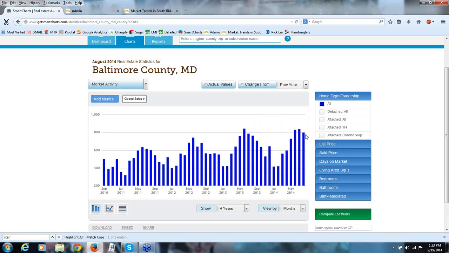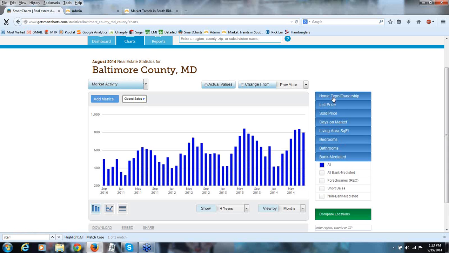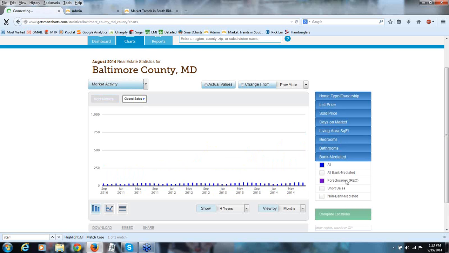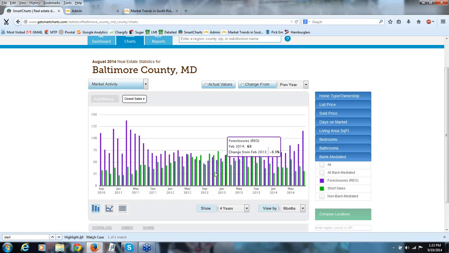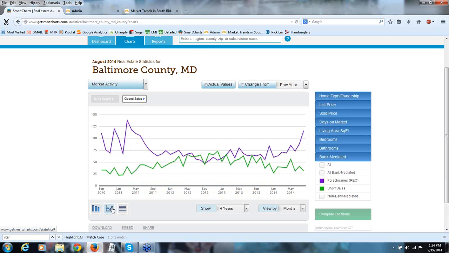But the question about foreclosures, are they still an impact in Baltimore County? What's the latest trends there? So here I'll just turn on the bank-mediated facet. The default is still all sales, but then I can turn on foreclosure sales and short sales. And here it doesn't really show me that much since all is still turned on, but if I just want to focus on trends in these two subsegments, then I turn off all, and I'll switch this to line view.